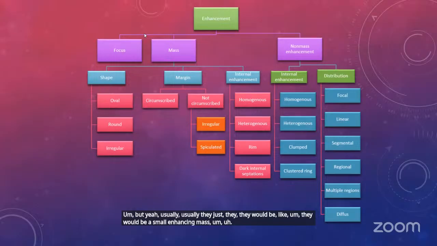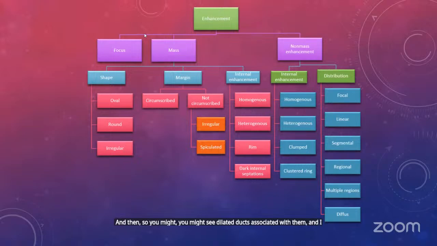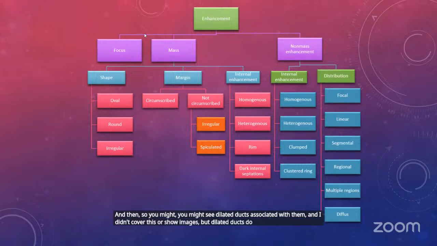And then you might see dilated ducts associated with them. I didn't cover this or show images, but dilated ducts do show up. You can very easily see dilated ducts on your T1 and T2 pre-contrast sequences.